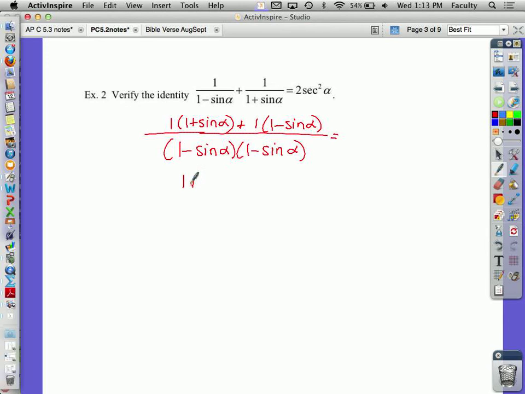So this is 1 plus sine alpha plus 1 minus sine alpha over 1 minus, oops, why did I do that? This one's a plus, there we go. I was like, wait, that's not working. 1 minus sine squared alpha. I also want to mention something.